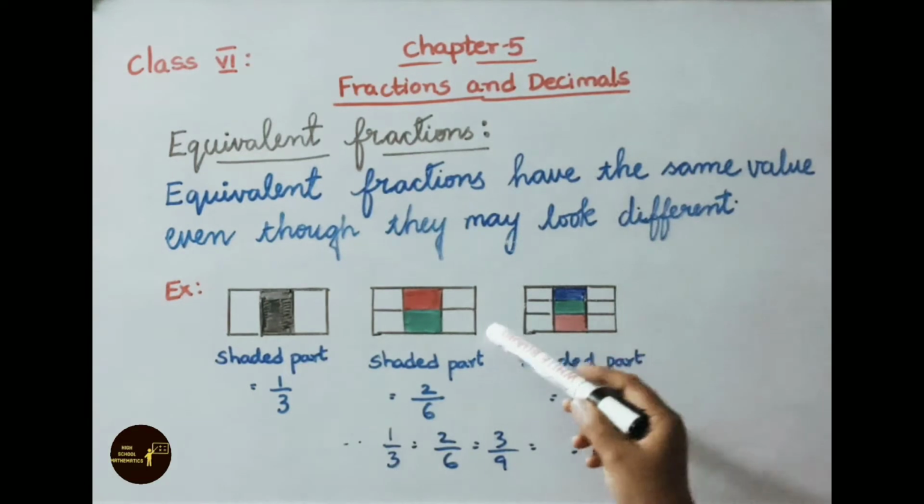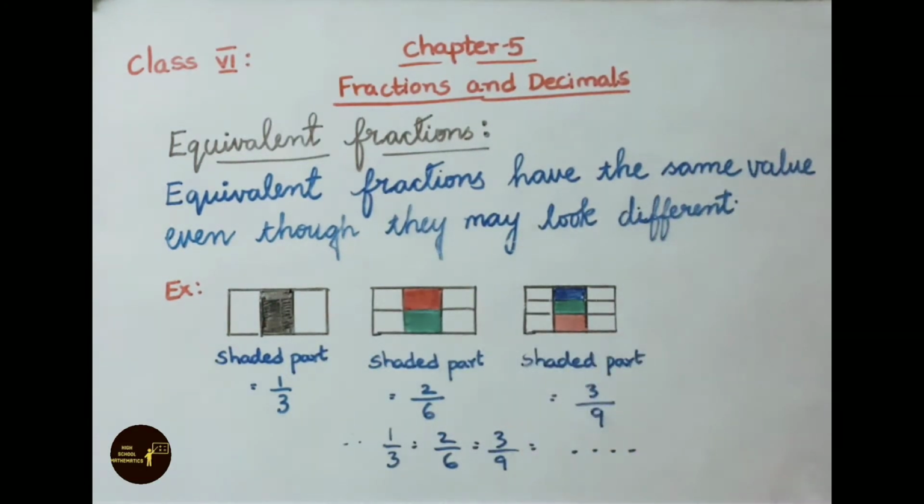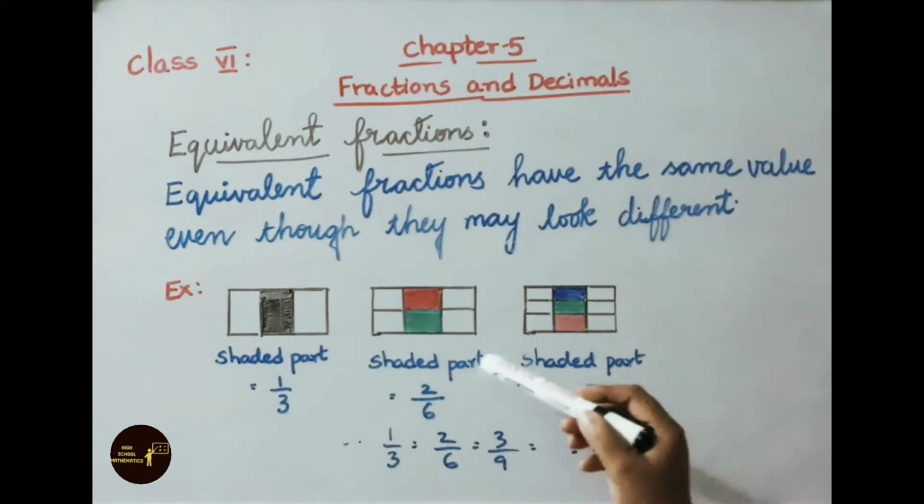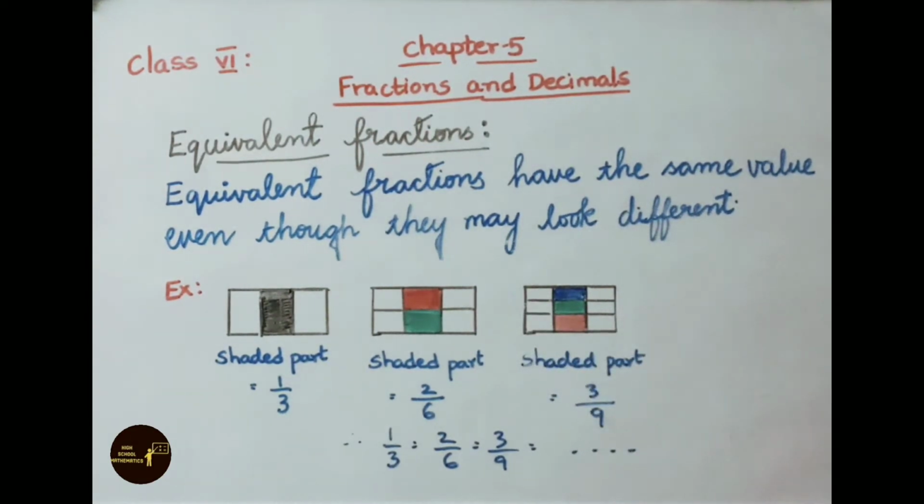See the second rectangle here, same picture we divided into 6 parts, and here 2 parts we have shaded. Therefore the shaded part in this rectangle is 2 by 6. See the third picture, here the same rectangle we divided into 9 parts and we have shaded 3 parts. Therefore the shaded part is 3 by 9.